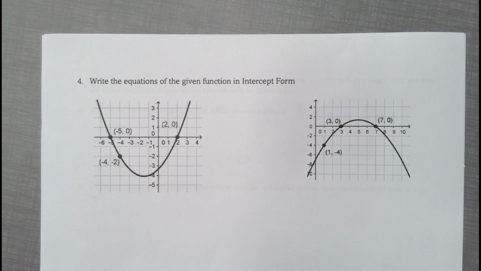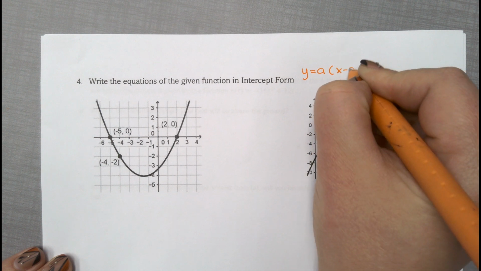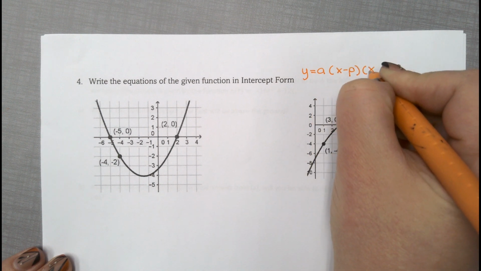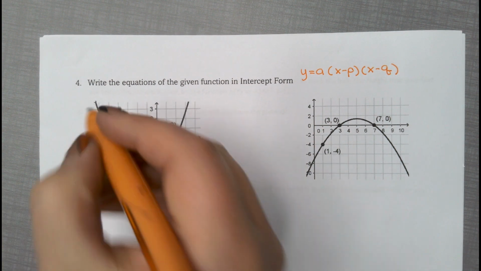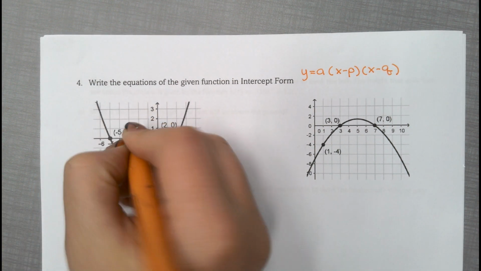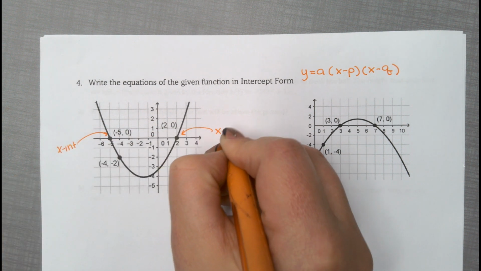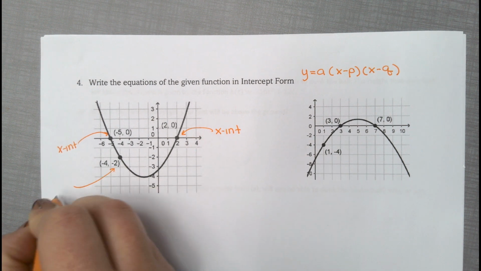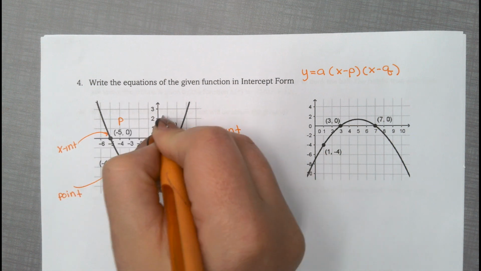Now moving on to question number 4. Question number 4 is asking us to write the equation of the given function in intercept form. Now again, we do need to know what intercept form is, and that is y equals a times x minus p and x minus q. Now our p's and our q's are our x-intercepts. So here is an x-intercept, and here's another x-intercept. Here is our point. So that means we have a p and a q.